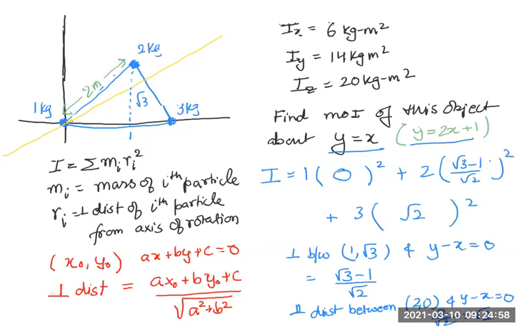So I'm going to write the answer up here. For y is equal to x, the answer is 10 minus 2 root 3 kilogram meters squared.